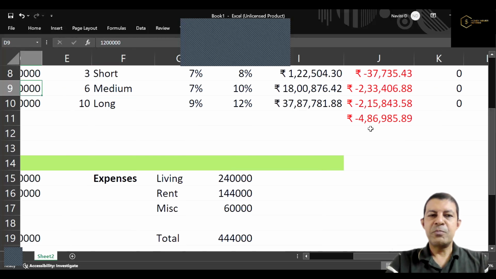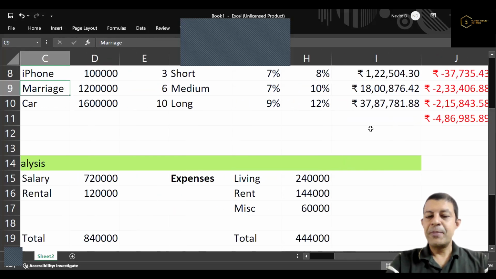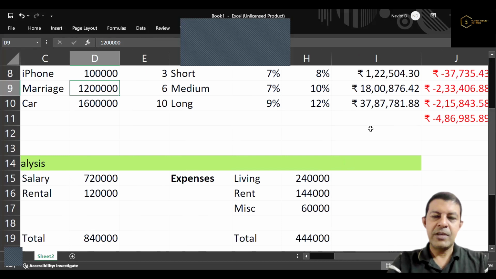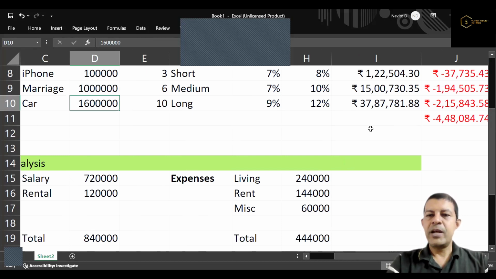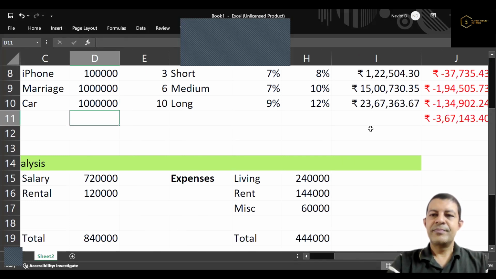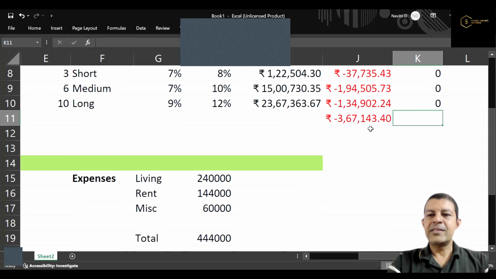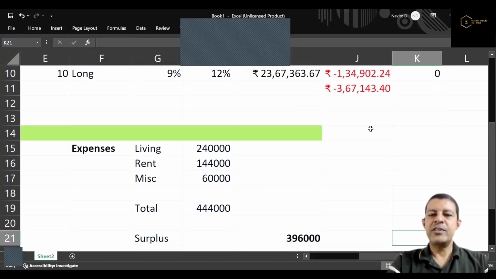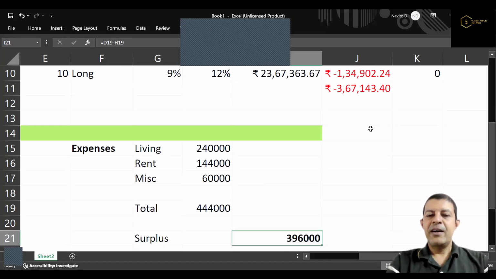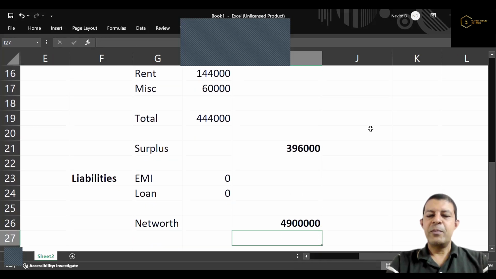But for this specific example, Ramesh now thinks, should he keep his marriage expense too high? Then he settles that he will go for a lesser marriage expense of 10 lakhs, and he will keep his car a little compact size car, which is about 10 lakhs again. So now we have 3,67,000 to be invested every year, starting at the beginning. 3,96,000 is his surplus, so it is comfortable enough for Ramesh to invest that amount.